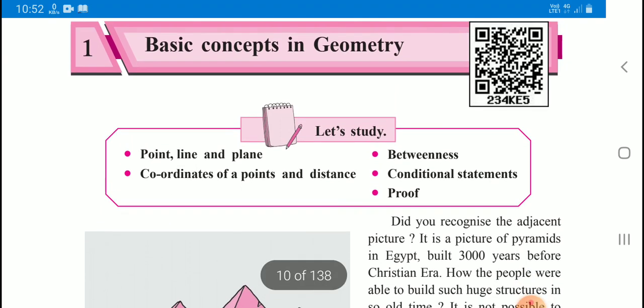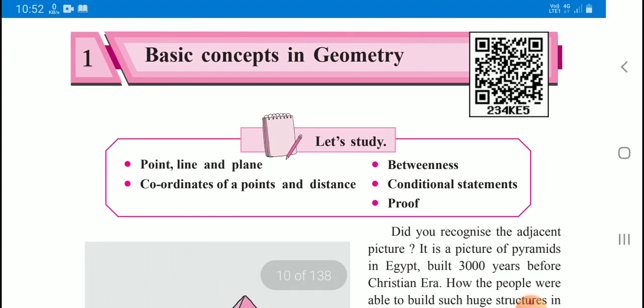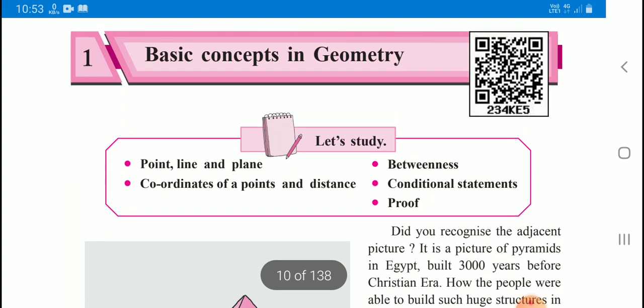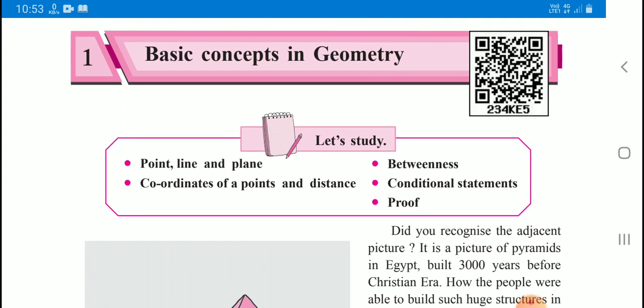In this we will study point, line and plane, then betweenness, the next point is coordinates of a point and distance. Next to that is conditional statements and proofs. So, before that, you should know about geometry.